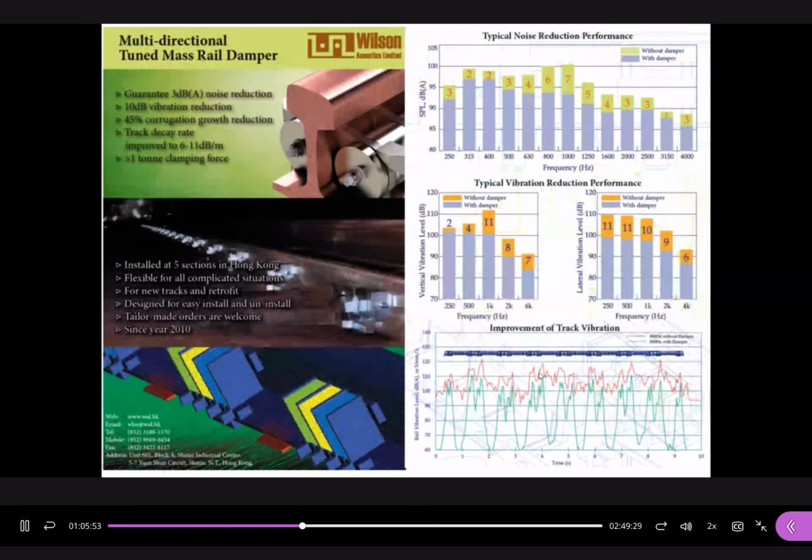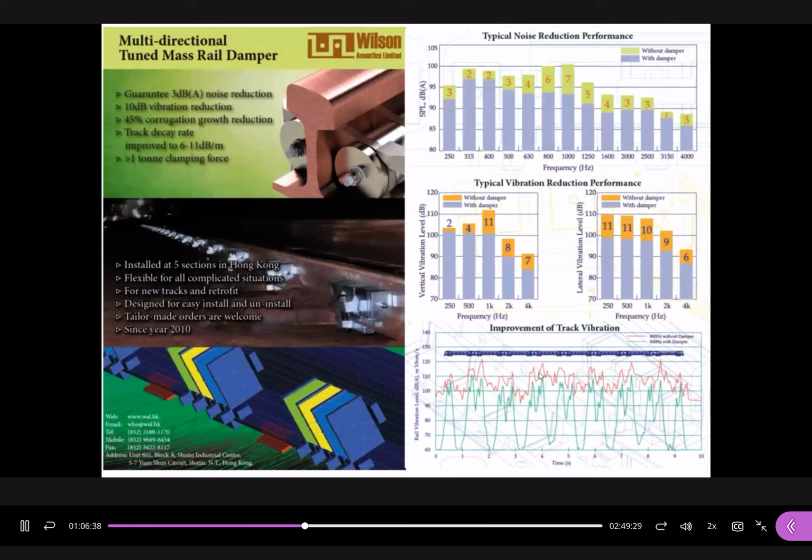In the market, there are different products for wheel dampers. Normally, a damper can reduce the noise effects by up to 3 dB, depending on the product. In Hong Kong, there is a local company called Wilson Acoustic. They invented multi-tuned mass dampers. They propose that it can reduce the vibrations by 10 dB, not the sound effects by 10 dB. Please pay attention: this is the 10 dB vibration reduction, not sound effects.